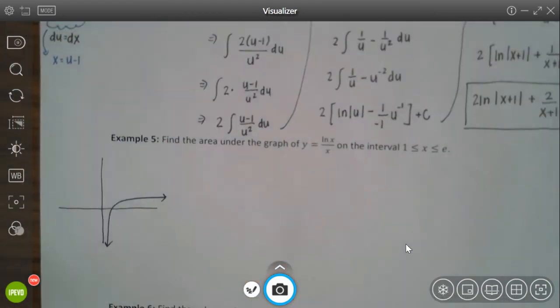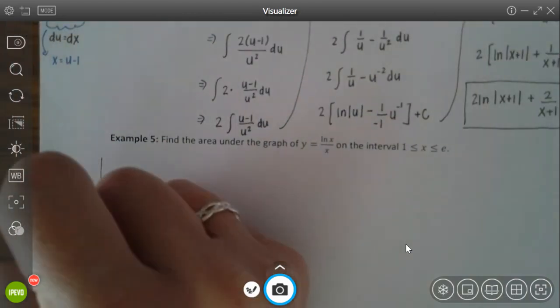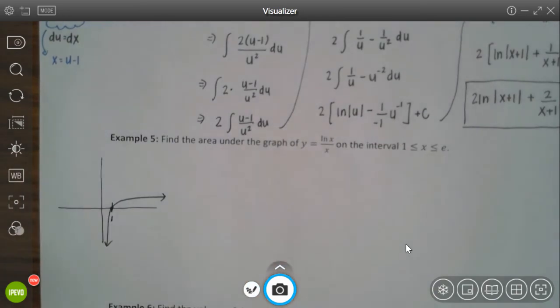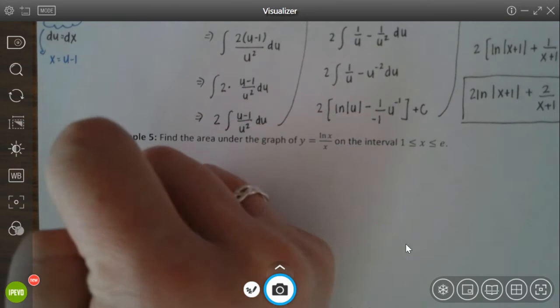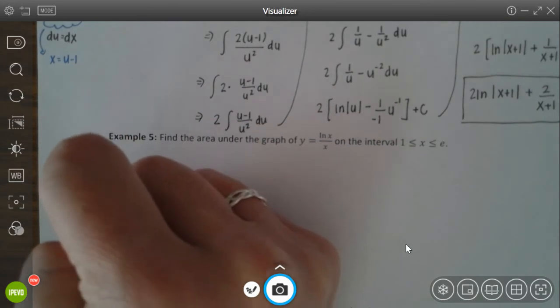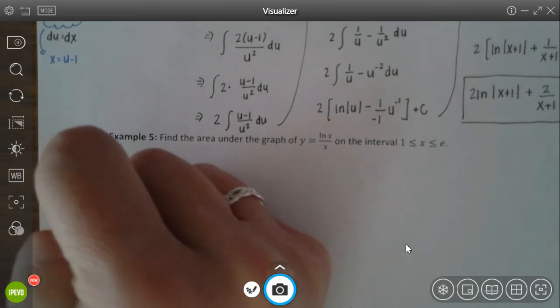So my curve looks something like that. And my graph actually intersects the x-axis at the x value of 1. And then e might be, I don't know, somewhere over here. So we're looking for this area right here.